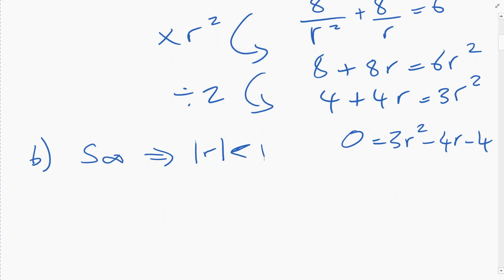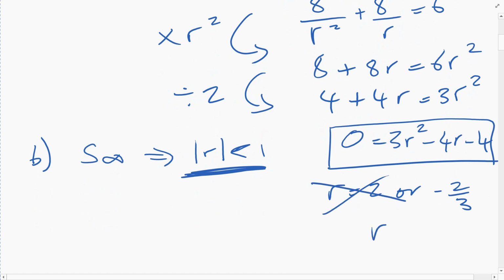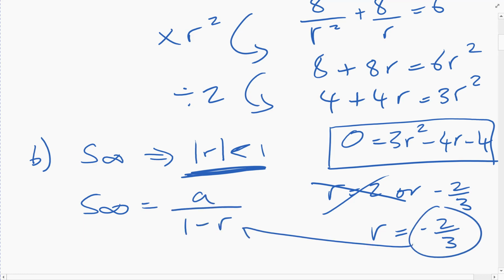So we need to work out what R is. So if we solve this quadratic, just solve that on your calculator, you'll get R equals 2, or R equals -2/3. As we said here, we need R to be between -1 and +1. So that means we can't have that, and R must be -2/3. So if R is -2/3, we can now just use our sum to infinity formula. Sum to infinity is A over 1 minus R.